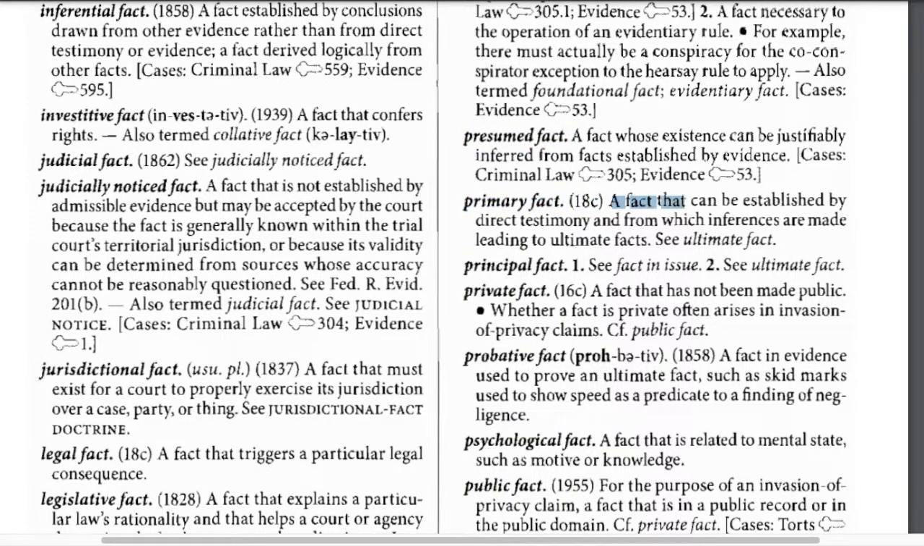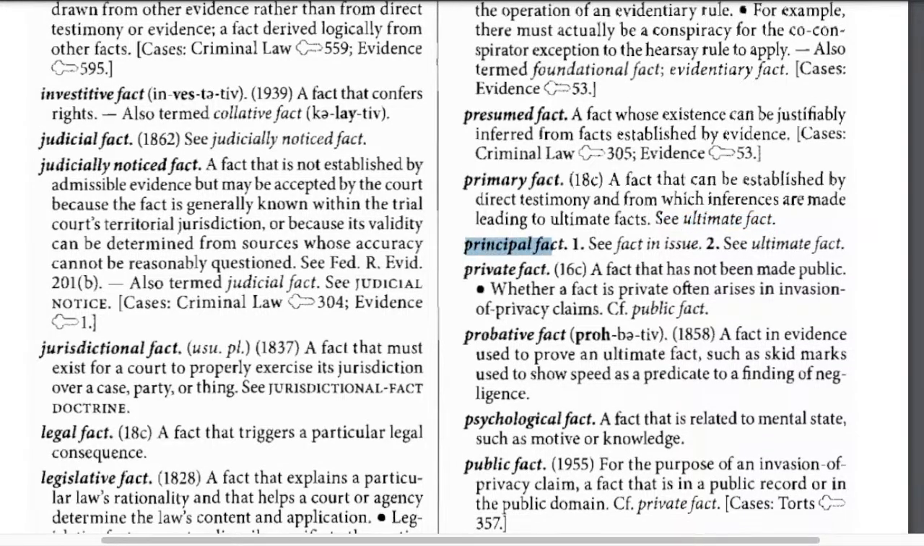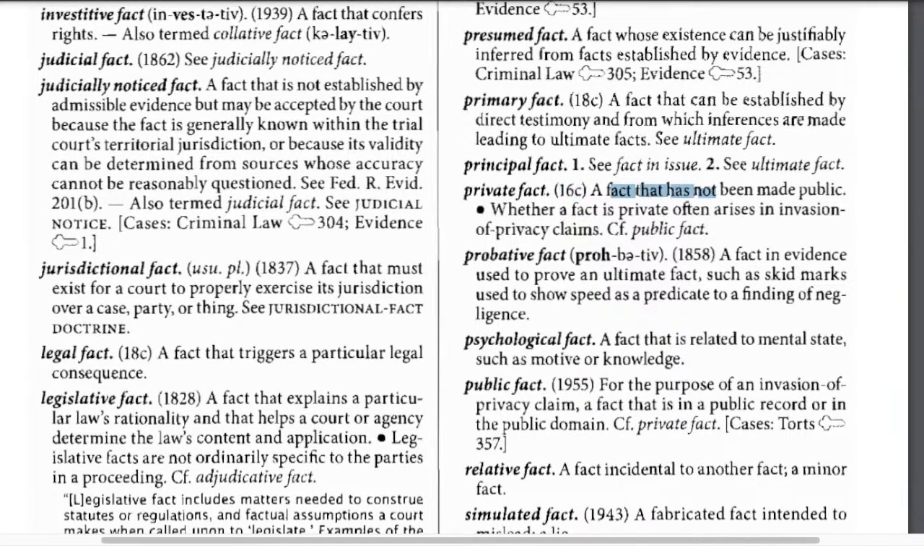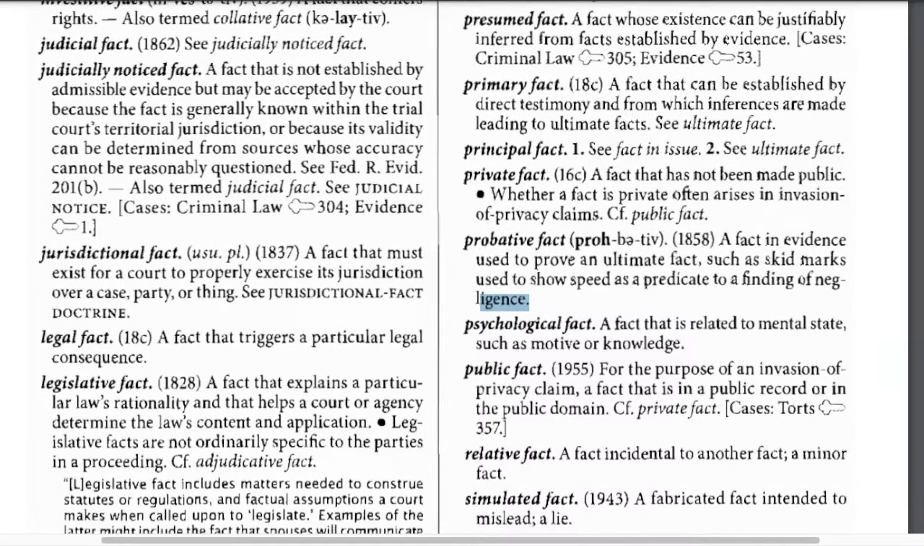Then we have primary facts from the 18th century, a fact that can be established by direct testimony and from which inferences are made, leading to ultimate facts. We're getting there. Principal fact, see fact in issue. See ultimate fact, we will. Private fact, 16th century. Okay, a fact that has not been made public. Whether a fact is private often arises in invasion of privacy claims. It's also the public fact. Probative fact, 1858, a fact and evidence used to prove an ultimate fact, such as skid marks used to show speed as a predicate to a finding of negligence. Boy, we're creeping up on this ultimate fact, but I think the suspense is good.